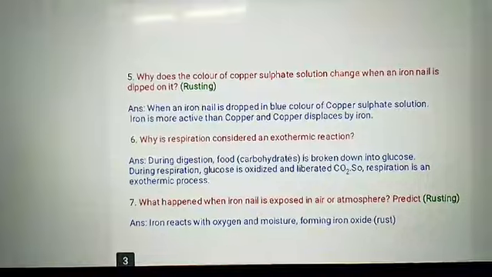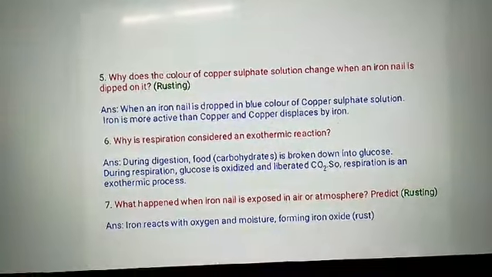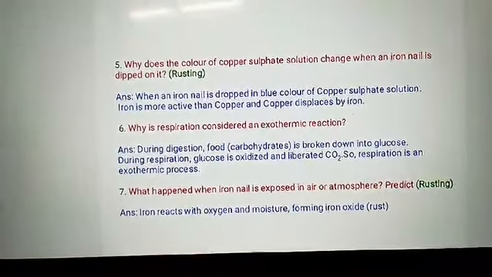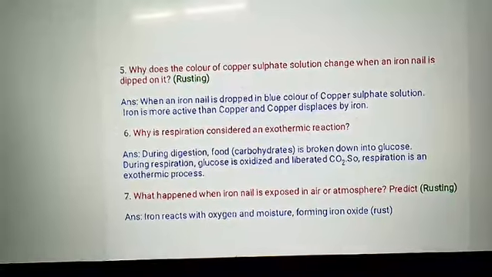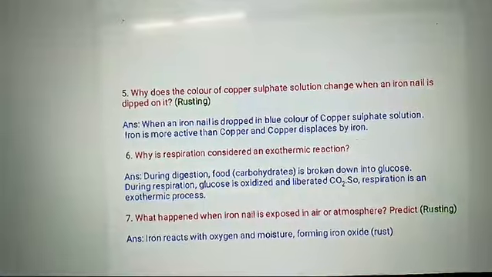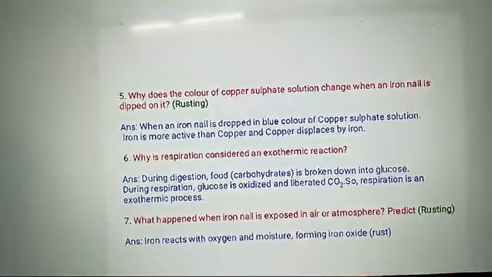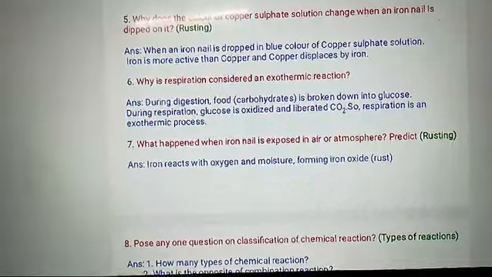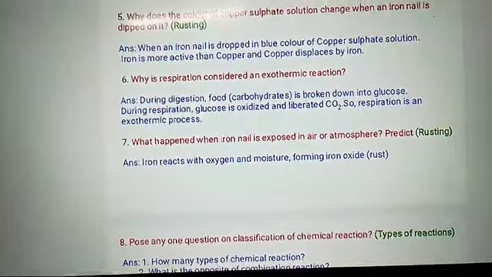Why does the color of copper sulfate solution change when an iron nail is dipped in it? When an iron nail is dropped in blue copper sulfate, as we know, iron is more active than copper. Copper is easily displaced by iron. So the copper sulfate color will change.